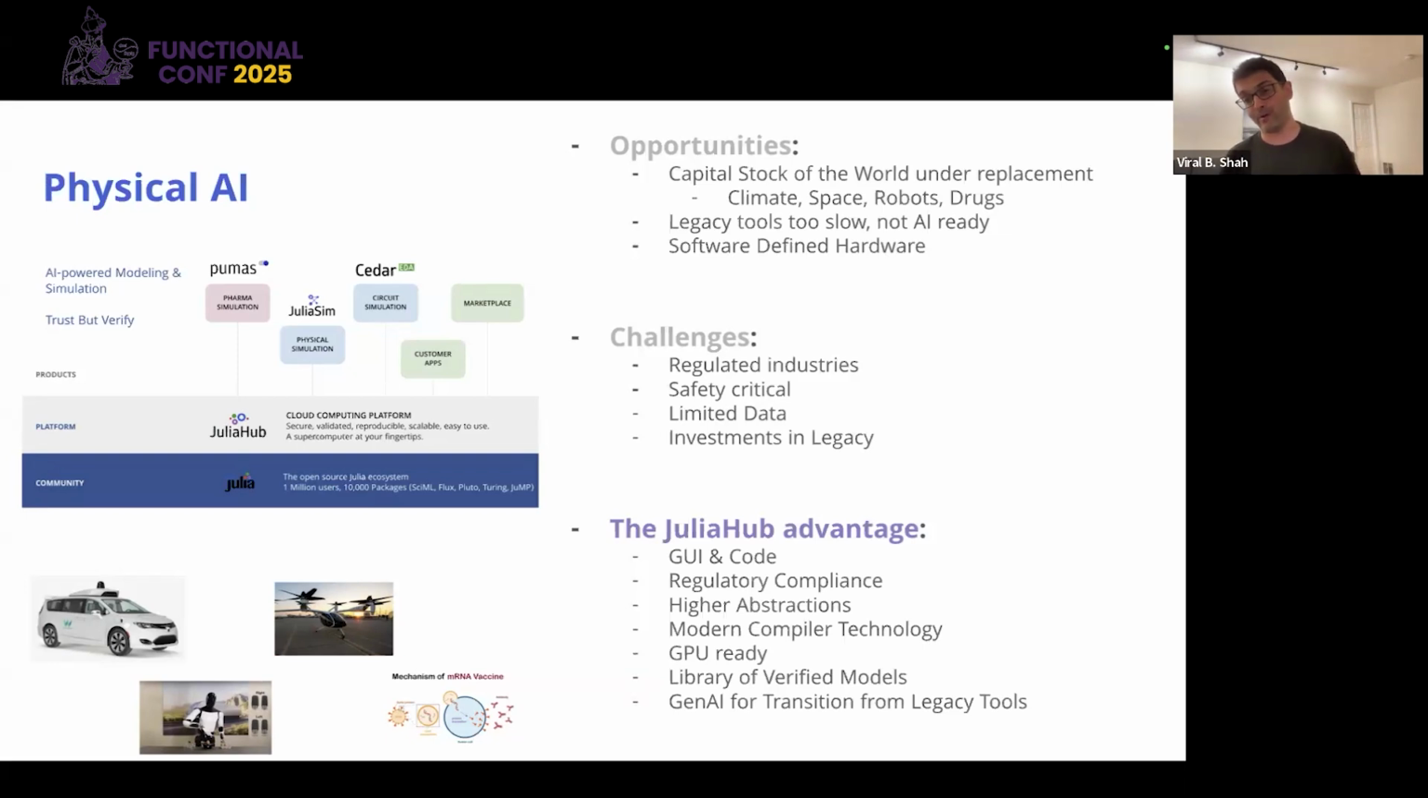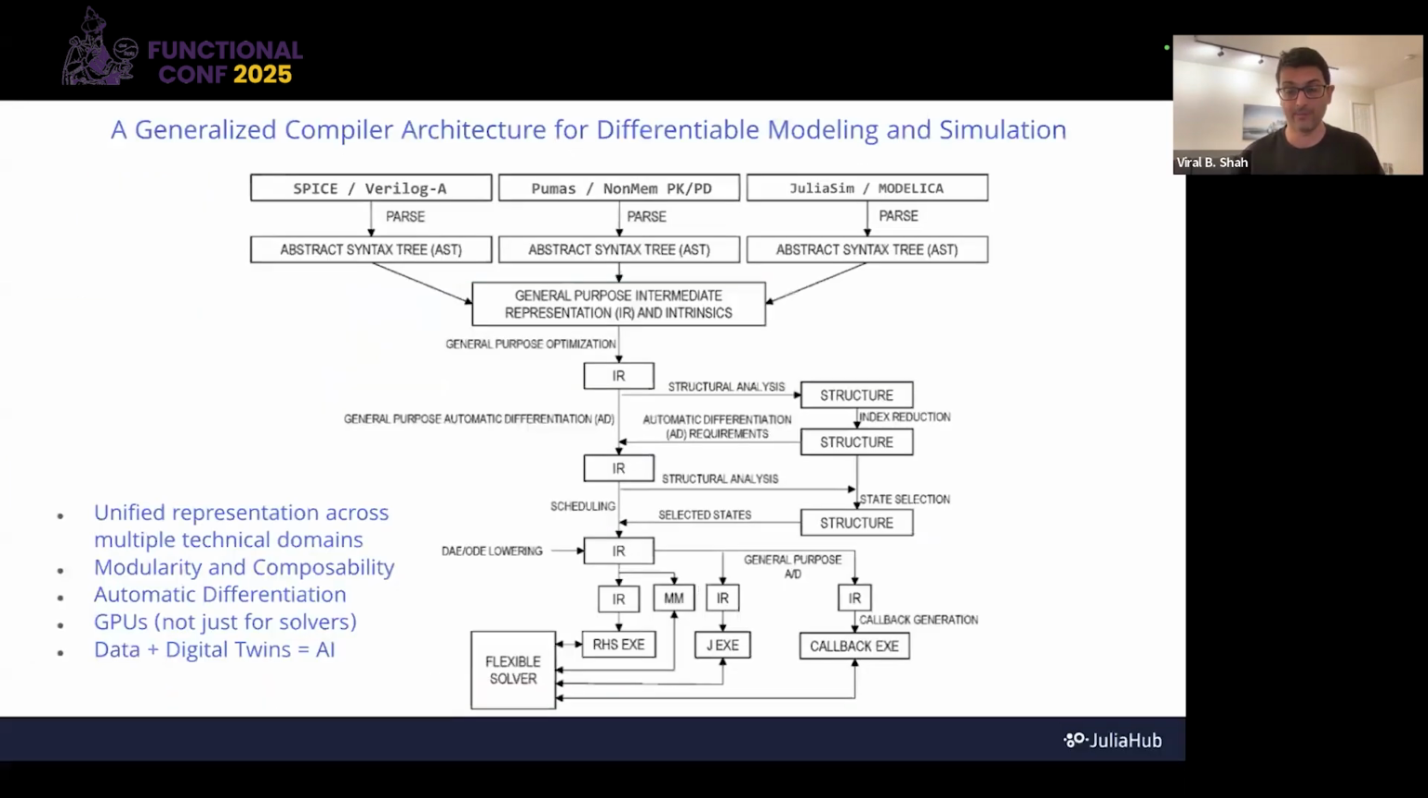It does not mean that we'll be able to write everything in C because of the explosion in the complexity of the code you have to translate, but at least within systems of the same levels of expressive power, you would expect that the playing field will be sort of uniform. All right, so this is our compiler architecture for differentiable modeling and simulation.